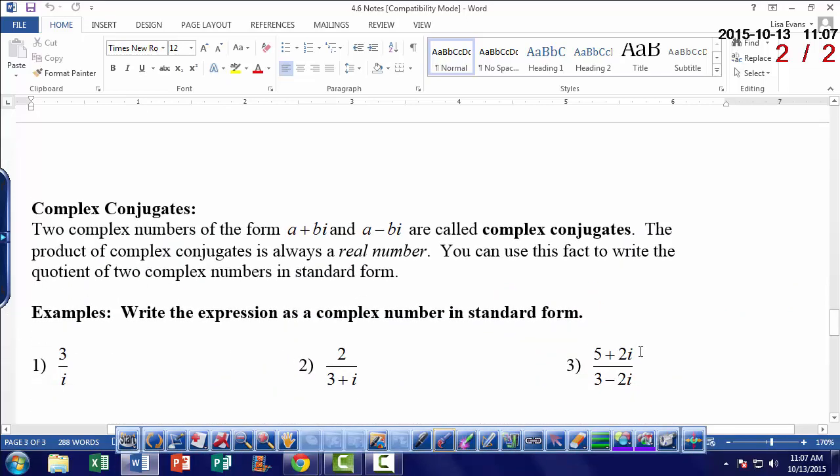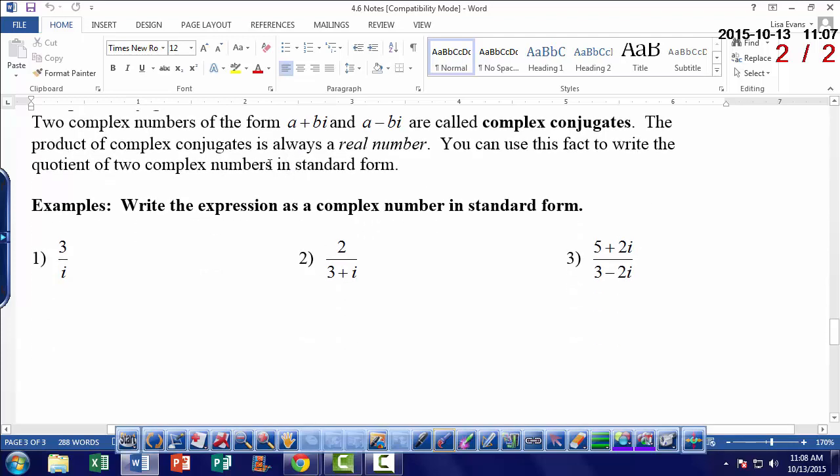Okay, welcome back. Now, i's are the same thing as square roots. We cannot leave an i in the denominator. So sometimes you just multiply by i, and sometimes you're going to need to multiply by the conjugate. We're going to multiply by the conjugate when there's a plus or minus in the denominator with an i. So let's just get started.